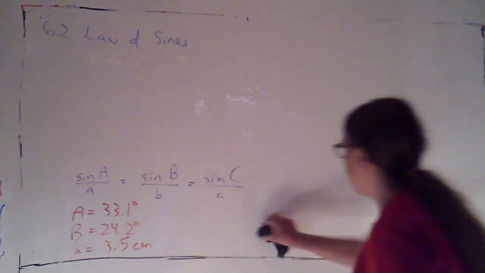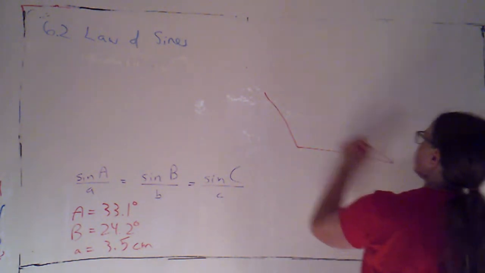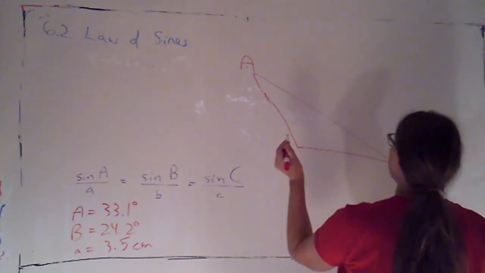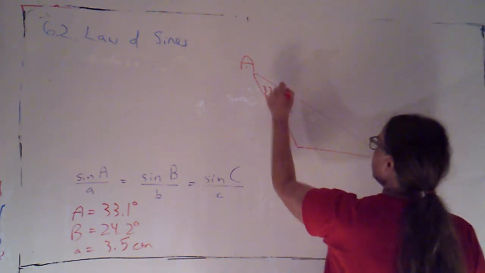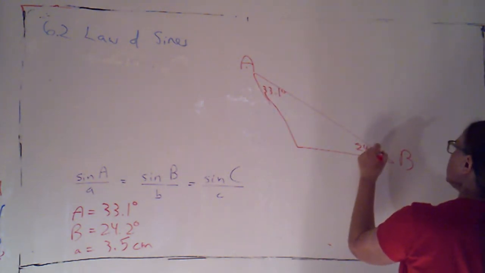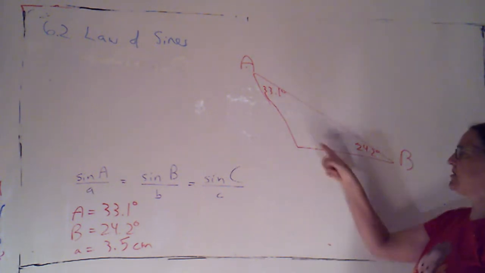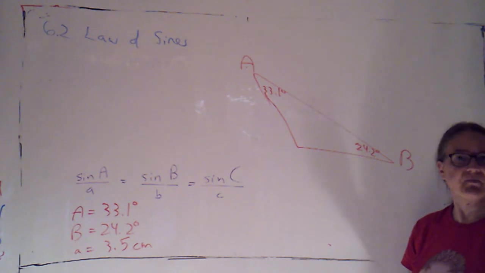Let's see. I can actually kind of tell. This is A and this is B, 33.1 degrees and 24.2 degrees. The two of those together add up to less than 90, so my third angle is going to be obtuse.